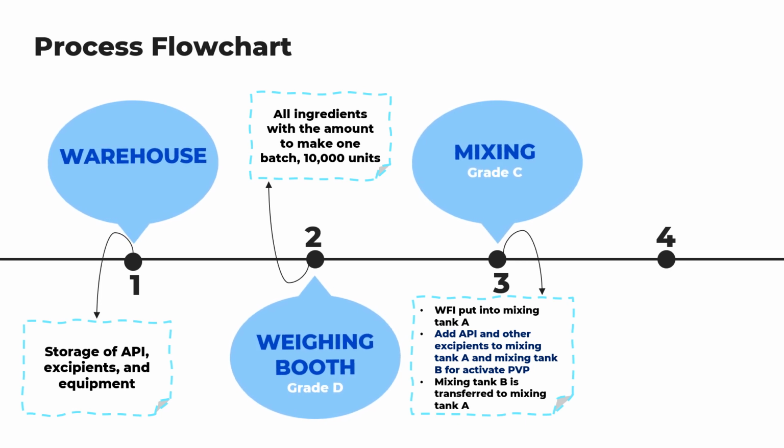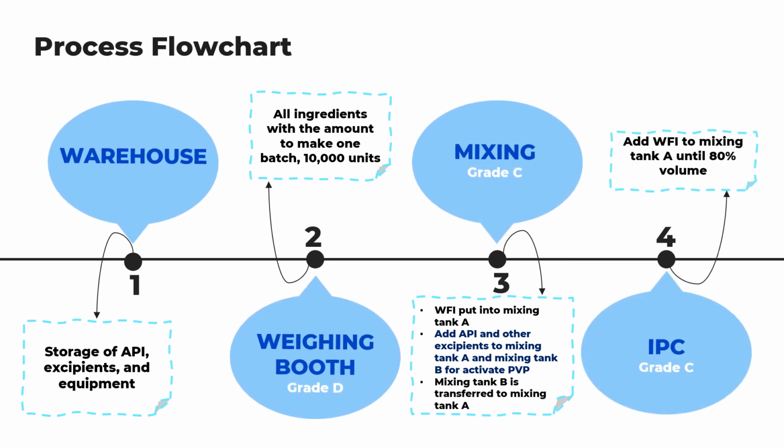First, a certain amount of water for injection is put into mixing tank A, then API and other excipients are added into mixing tank A to be dissolved. Next, to activate PVP, PVP is added to mixing tank B containing a certain amount of water for injection. After all components are thoroughly mixed in both mixing tank A and B, the PVP solution from mixing tank B is mixed into the solution in tank A.